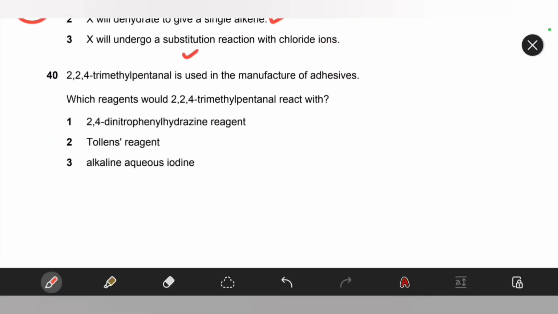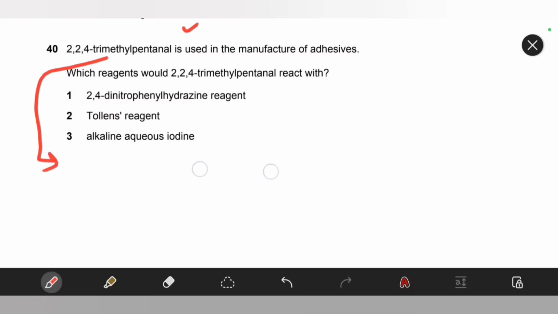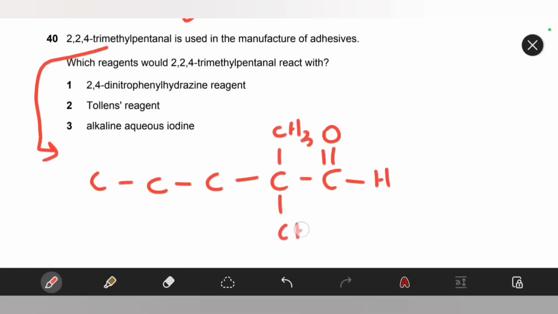2,2,4-trimethylpentanal is used in the manufacture of adhesives. Which reagents would it react with? So these are the reagents listed. Let's first draw the structure of this. This would be pentanal, 5 carbons, at the end the aldehyde functional group, and trimethyl 2,2,4. So there are 2 methyl groups on the second carbon and 1 on the fourth carbon. This is the structure of this.